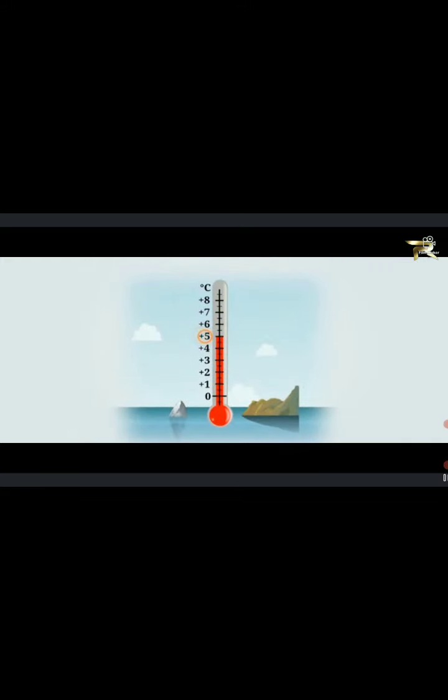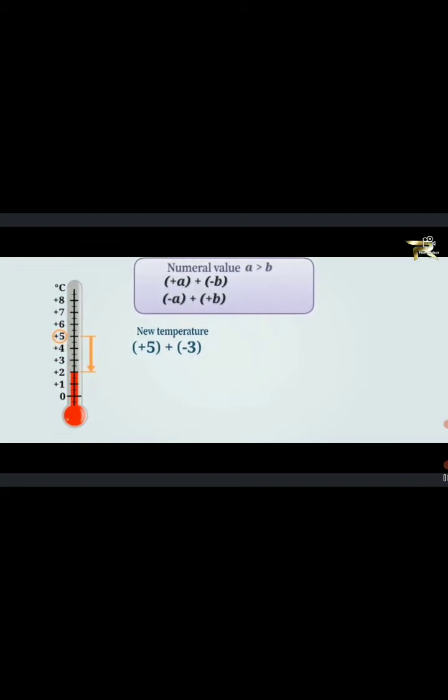Now let us suppose the temperature is plus 5 degrees centigrade and there is a change of minus 3 degrees centigrade in the temperature. So how will you find the new temperature? Think for a while. Let me tell you. It can be found by finding the value of plus 5 plus minus 3. If numbers to be added have different signs, then we ignore the signs and subtract the smaller number from the larger number. Later, the sign of the larger number is included in the result. Here, we subtract 3 from 5 and the sign of the larger number, which is plus, is included in the result, giving us plus 2.